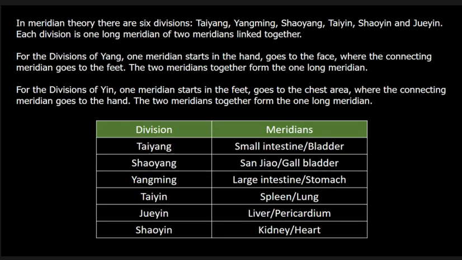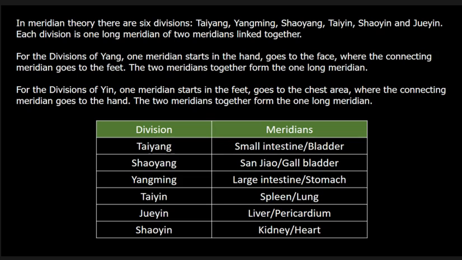In meridian theory, there are 6 divisions: Tai Yang, Yang Ming, Xiao Yang, Tai Yin, Xiao Yin, and Jue Yin. Each division is one long meridian of 2 meridians linked together. For the divisions of Yang, one meridian starts in the hand, goes to the face, where the connecting meridian goes to the feet. The 2 meridians together form the one long meridian.